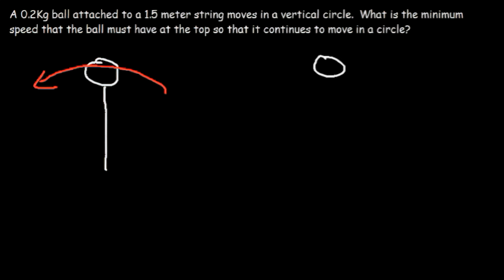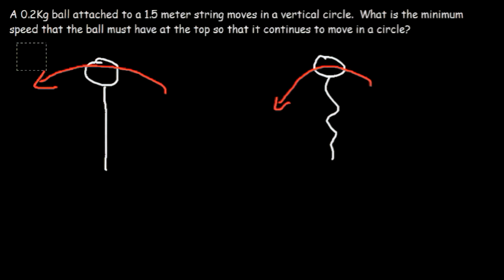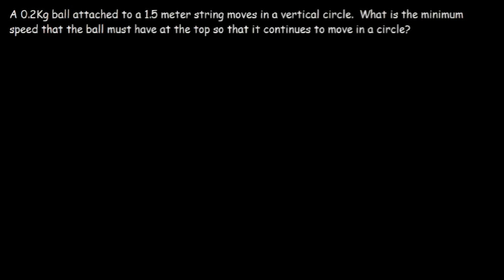Now, if it's moving too slow, what's going to happen is it's going to fall down, and the rope won't be fully extended because there's no tension force, and so it won't be straight. We want to find the minimum speed such that it moves in a perfect circle. And there has to be a tension force for it to move in a perfect circle. So the minimum speed, the threshold, occurs when the tension force is just above 0. So we're going to set the tension force equal to 0.